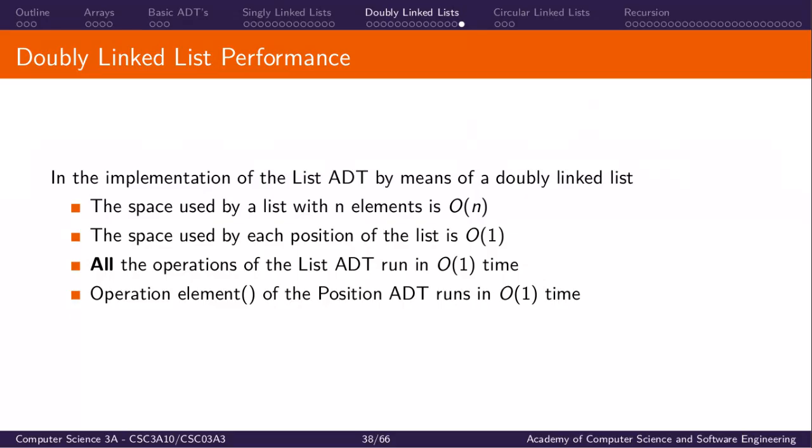You may not remember that, but we will go over it again when we get to that point of discussing computational complexity. So they're both linear in terms of the space that they use. The space used by each position is again constant. However, now all our list operations run in constant time, not just most of them. And of course, again, the element operation, which is the only operation of our position ADT, runs in constant time. All right, let's not just accept this, let's go and convince ourselves.